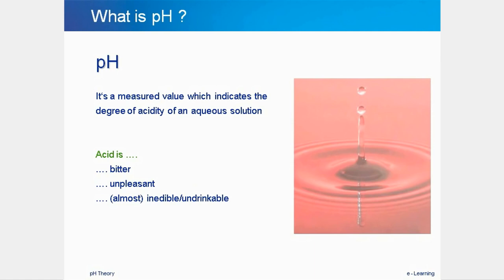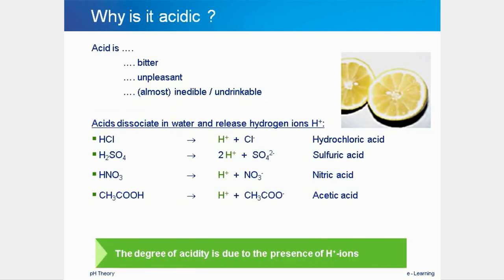pH is a definition of how acidic or alkaline a solution is. For human beings, the taste of acid can be bitter, unpleasant, and sometimes even inedible. Why is something acidic? Acidity is caused by an excess of hydrogen ions in a solution. Normally hydrogen ions react with hydroxide ions to form water, but if an excess of hydrogen ions are present, a solution becomes acidic. The hydrogen ions are released into the solution through dissociation of a chemical substance called an acid.